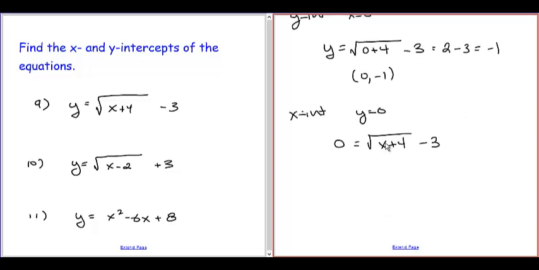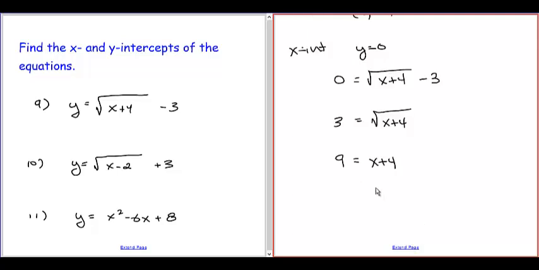So we need to solve for x, we need to get rid of the square root. So what we're going to do is take the negative 3 and move it to the left-hand side, and then we'll square both sides. So 3 squared is 9. The square root of x plus 4, squared, is x plus 4. And if we subtract 4 from both sides, we'll get x is equal to 5.